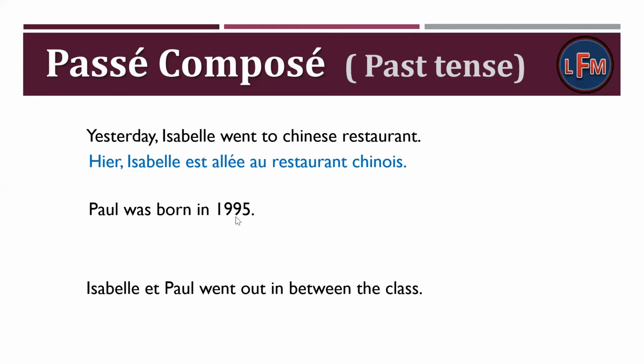Paul was born in 1995. Here the verb is born. Which verb is this? Naître. And naître also goes with être. So the participe passé of naître verb is né with accent aigu. And we take the auxiliary verb être with subject. Paul est né en 1995. Here we will not add an extra e or s because Paul is masculine singular.